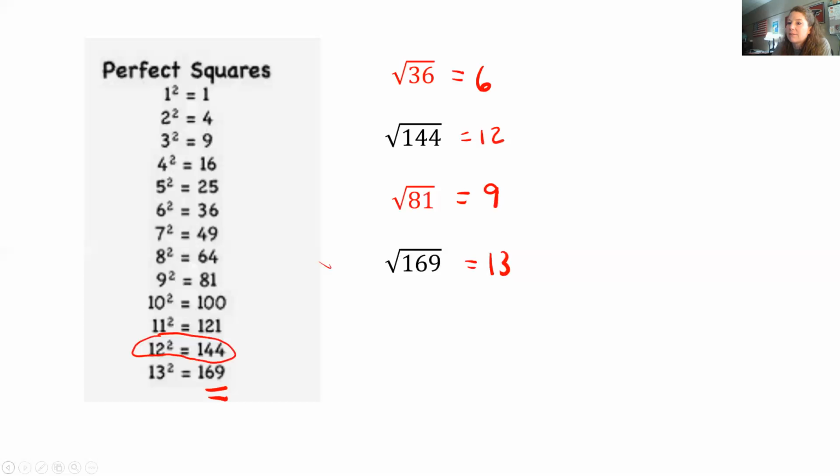It's 13. What's the square root of negative 25? Well, I know the square root of 25 is 5, right? So let's see. Is there any way we could get negative 25? Well, I know that 5 times 5 is 25. Well, let's try negative 5. Negative 5 times negative 5. Last week we learned that if we multiply two negative numbers, we get positive. So there's no way to get the square root of a negative number.